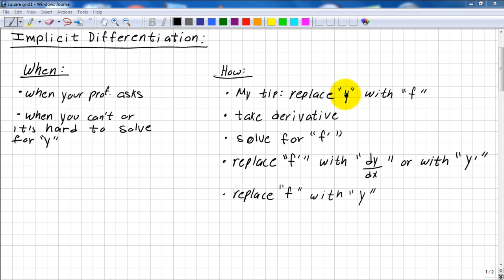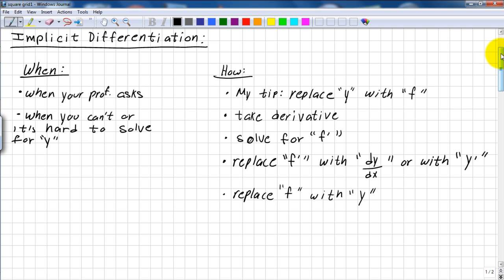The second step would be to take the derivative as you normally would, then solve for f prime. Once you have solved for f prime, replace f prime with dy dx or with y prime, and lastly replace f with y.